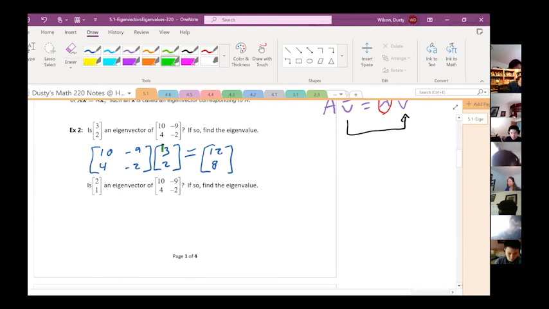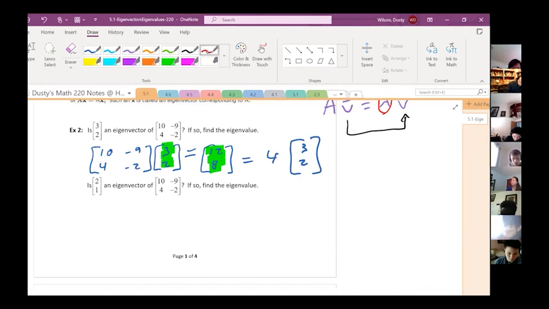And so we're looking at the 3, 2 and the 12, 8. Are these scalar multiples of each other? Yeah. So this would be like 4 times 3, 2. And so here we're saying that our lambda is 4, and our eigenvector is V. Yep, thanks, Alex, Gerald, Gerline, Twee, Ben, Adis, Sammy.